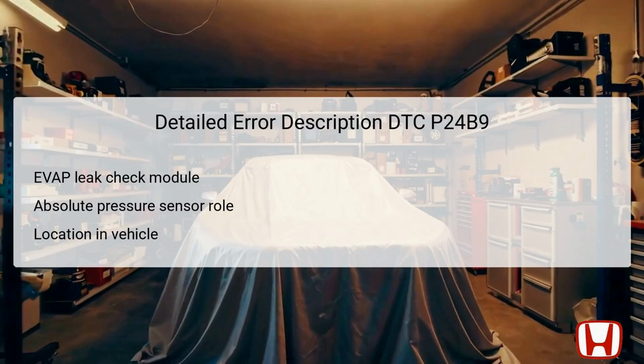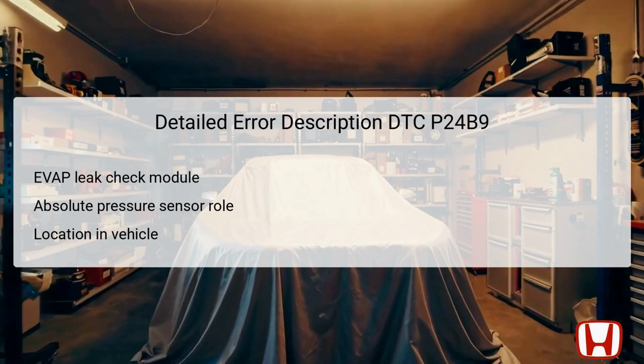The EVAP Leak Check Module is crucial for monitoring and verifying the integrity of the evaporative system by checking for leaks. It utilizes an absolute pressure sensor to measure changes in pressure within the EVAP system, ensuring that no fuel vapors escape. This sensor is typically located near the EVAP canister, which is usually positioned in the rear section of the vehicle, often near the fuel tank. The module works by detecting pressure changes when the EVAP system is tested, indicating whether it is sealed properly or if there are leaks present.